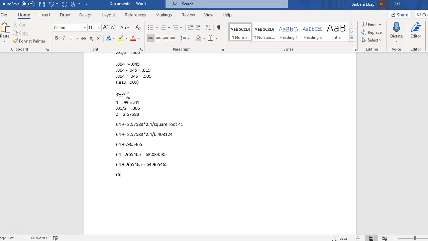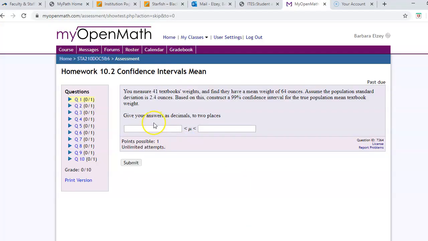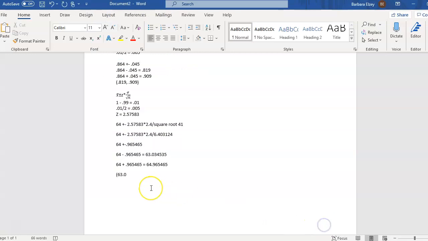Now, depending upon what the question is asking, we can put them in interval notation. But here we just need to put them in the blanks, and we want to round to 2 places. So in the first blank, we're going to put 63.03, and in the second blank, we're going to put 64.97. And there's our confidence interval.